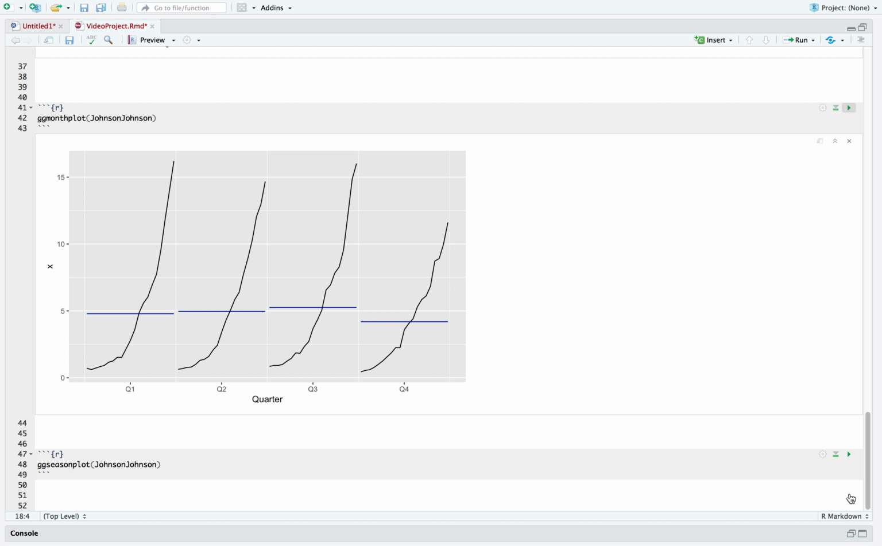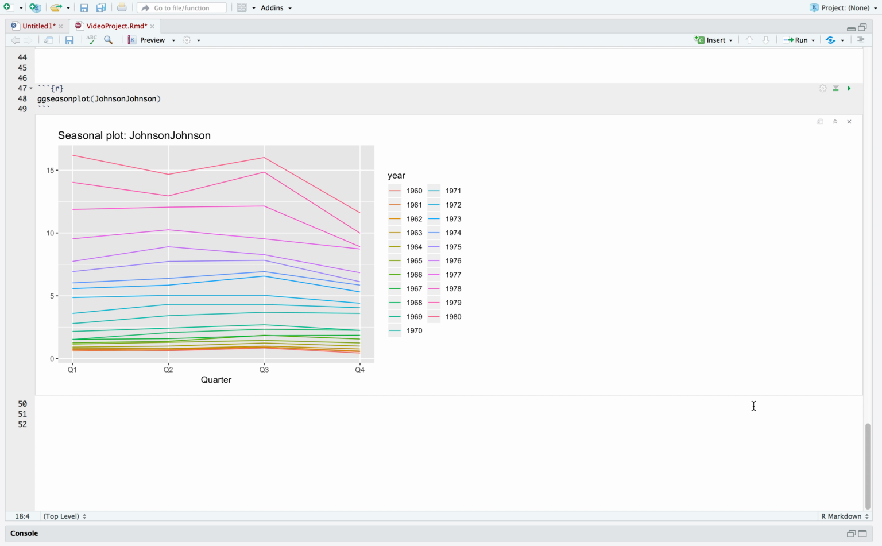Instead of breaking down the data quarter by quarter, we can also easily break down the data by year using the ggseasonplot, passing the name of the dataset as an argument. Just like we had suspected before, the quarterly earnings per share of Johnson & Johnson increased every year from 1960 to 1980. As we have demonstrated, not only does Forecast package bring additional functions such as forecasting quarterly earnings per share, but it also makes many base R processes less complicated and more user-friendly.